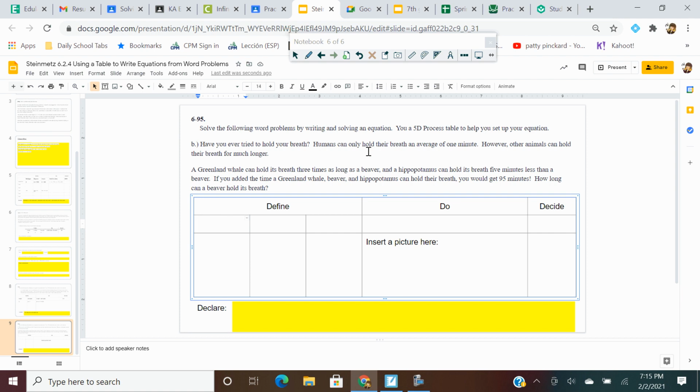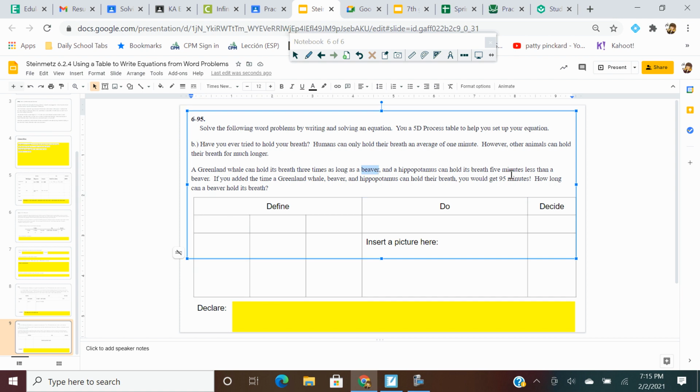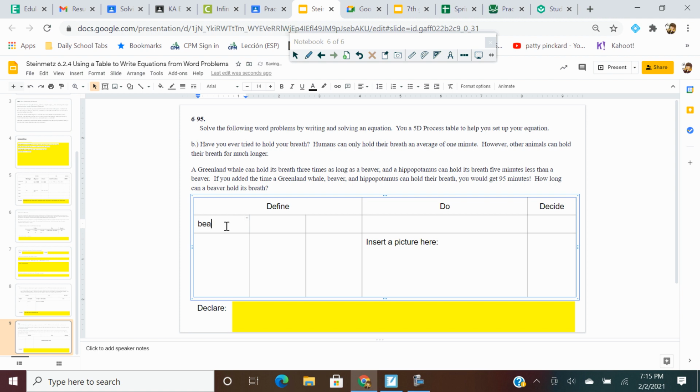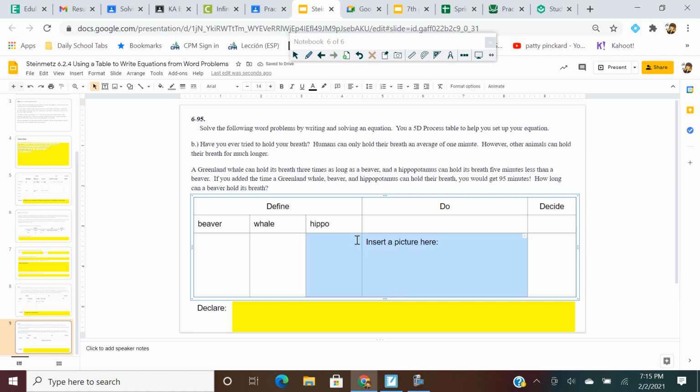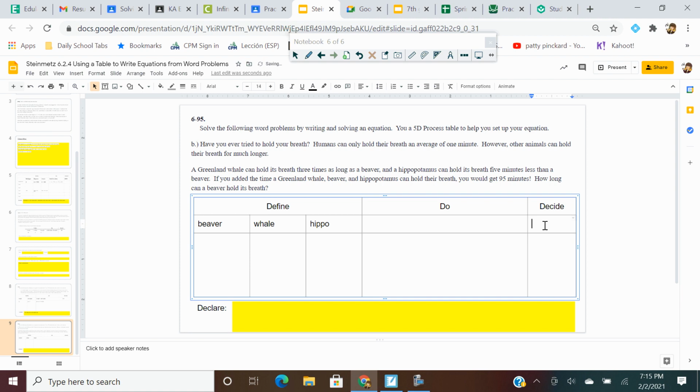So all of them rely on beaver, because if you see at the end, a whale holds its breath 3 times as long as a beaver. Hippopotamus, 5 less than a beaver. So in my table, the beaver needs to come first. Then let's do the whale and then the hippo. Doesn't really matter about the whale and the hippo. So then my decide or my final number is 95, which goes here. To get 95, I add beaver, I'm just abbreviating, plus the whale, plus the hippo.